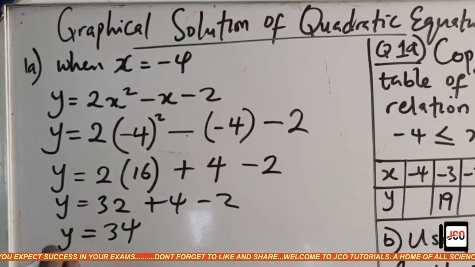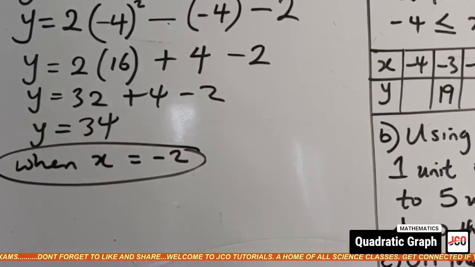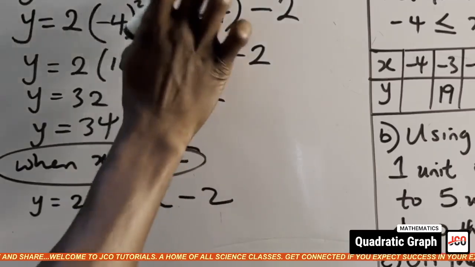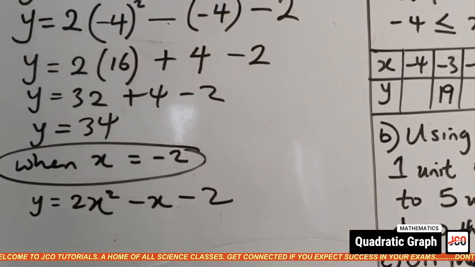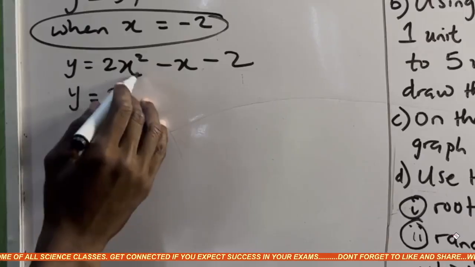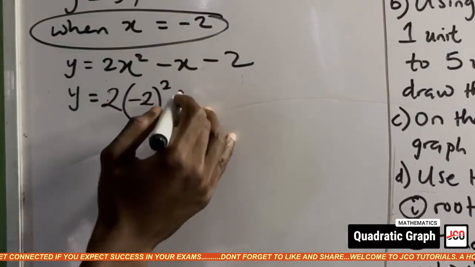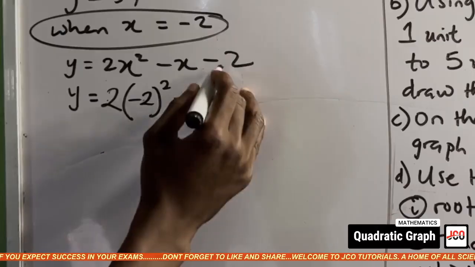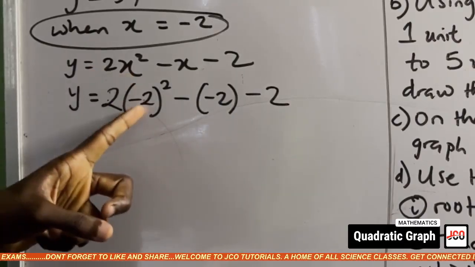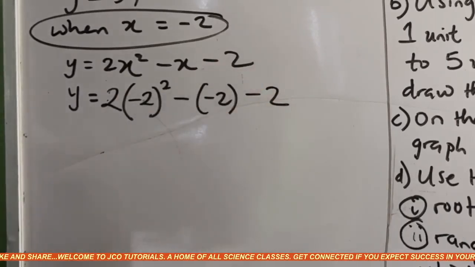Next, when x is -2, you put your equation also. y = 2x² - x - 2. That's the question, so that's what you keep using to solve for the other values. This 2 is in your equation, you write it down. 2x² simply means 2 times x squared. Instead of x, I'm going to put -2 this time around, squared, minus your x here, -2, then -2 remaining. Take note of what I've just done. 2 is here, x is -2, square is there, minus is here, x is -2, minus is there, 2 is there.